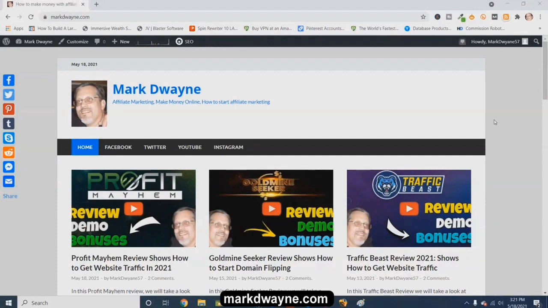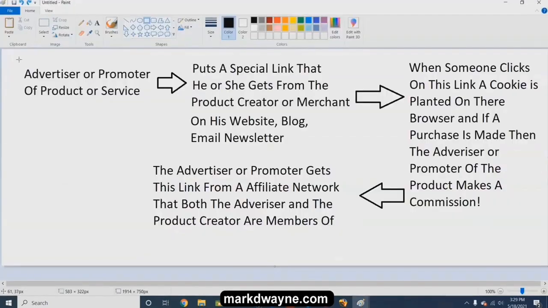These are kind of basic steps, but we must have a basic understanding after the concepts to know how the process works. The advertiser or promoter of a product or service puts a special link that he or she gets from the product creator or merchant on his website, blog, newsletter, etc.